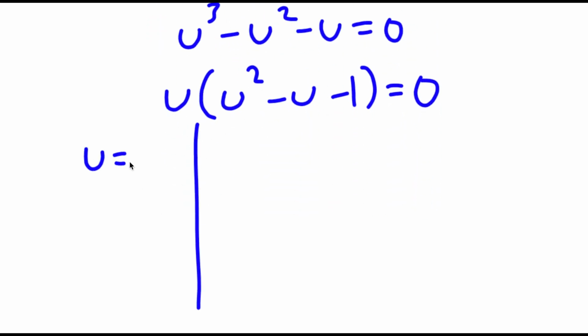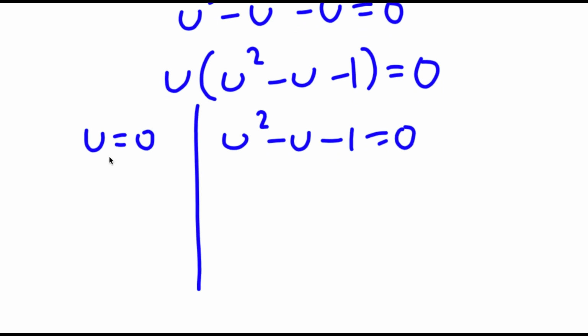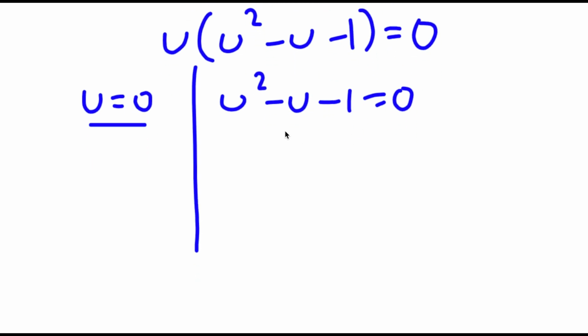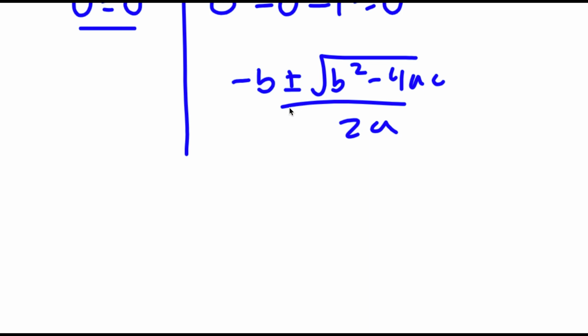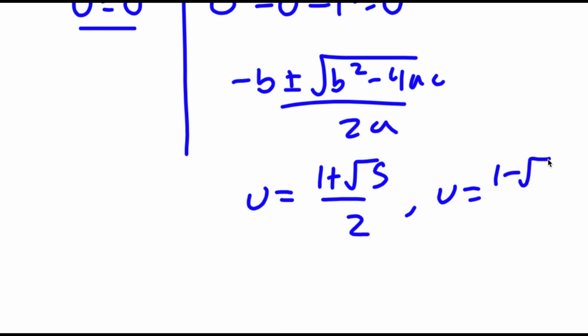Now to solve this, I can divide this into two parts. u equals 0, and u squared minus u minus 1 is equal to 0. So u equals 0 is already a solution. And to solve u squared minus u minus 1 equals 0, we have to use the quadratic formula, which is negative b plus or minus the square root of b squared minus 4ac over 2a. I'm not going to waste your time plugging in everything into the quadratic formula, but you should end up getting u equals 1 plus the square root of 5 over 2, and u is equal to 1 minus the square root of 5 over 2.